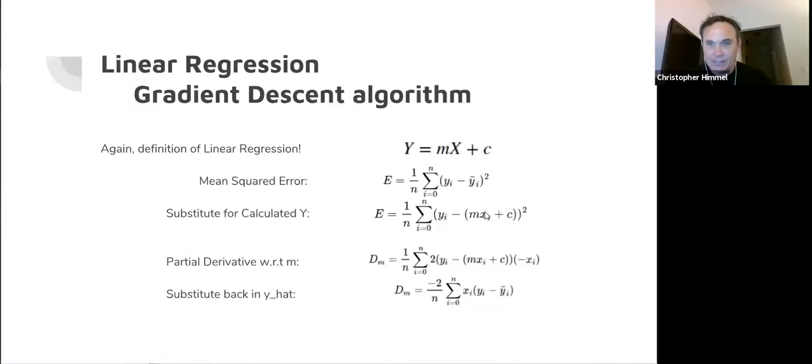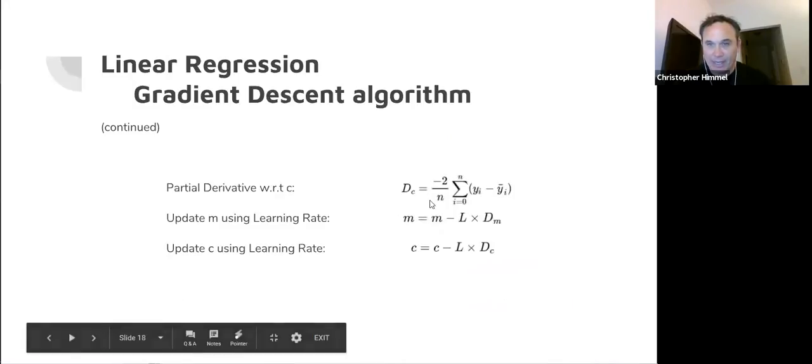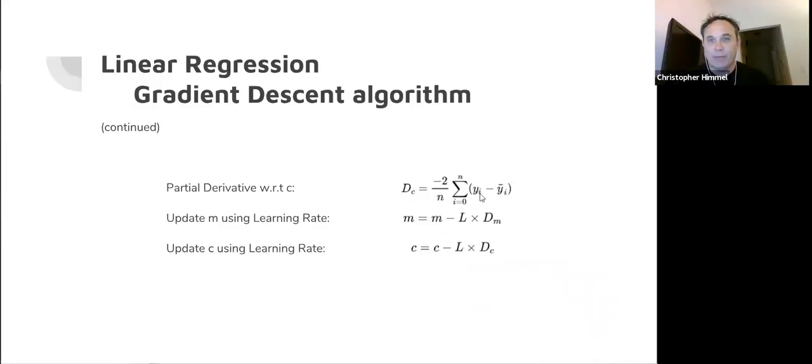That is a much simpler answer. We get this one, and I think I missed a step in here, but this is what you get when you take the partial derivative with respect to c. So now we have these two calculations, dm and dc.